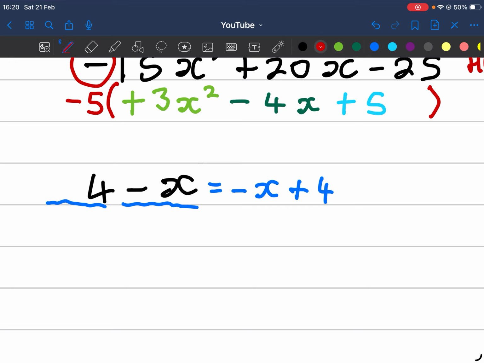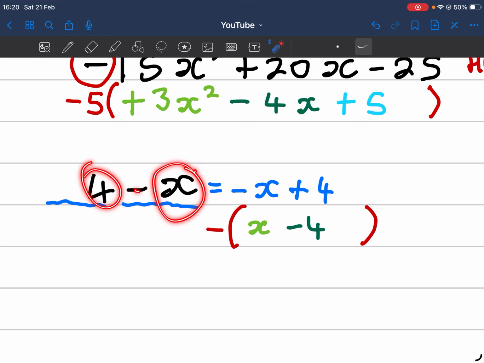And now I realize that I need to pull out a negative in this situation. So I can pull out a negative, open brackets, close brackets. And if you remember, all that's going to happen is the sign is going to change. The negative x is going to become positive and the positive 4 is going to become negative. So this is a very useful skill when you want to swap these two and have a negative in the middle. 4 minus x becomes x minus 4 with a negative outside.